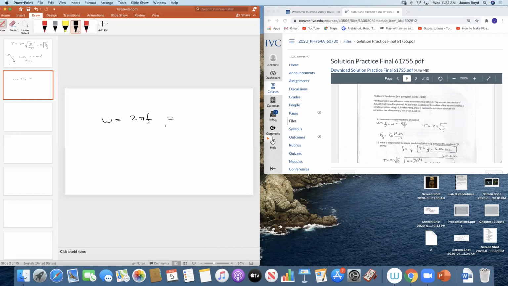So we're told that this is 0.165. If you plug that in, you get the omega. So let me plug that in. 0.165 times 2 times pi is 1.04, let's say, rad per second. So that's our omega. And once we know that, we can get the period. We actually don't even need to get omega, but we know that the period is 2 pi over omega.